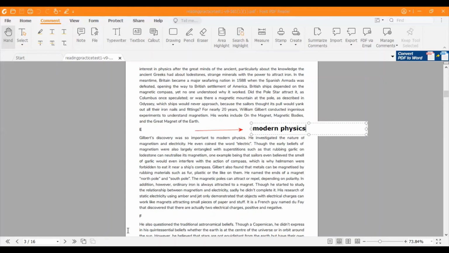But actually, F, what is it going to be about? The traditional astronomical beliefs. Yeah. So the most important thing actually is astronomy or astronomical beliefs. All right, so beliefs. That's it. Okay, you just continue the same until you finish. Okay, so let's move on.